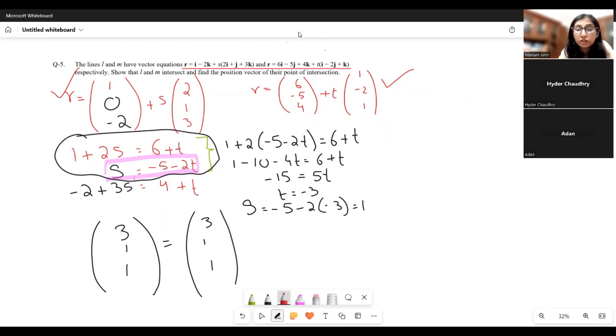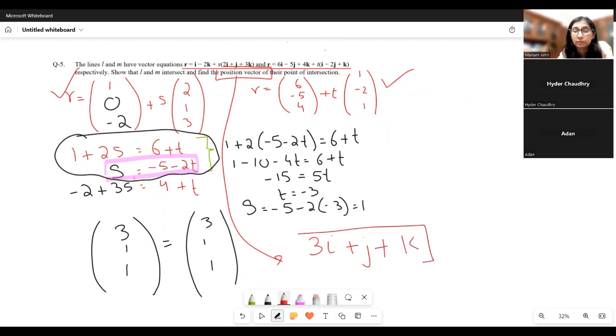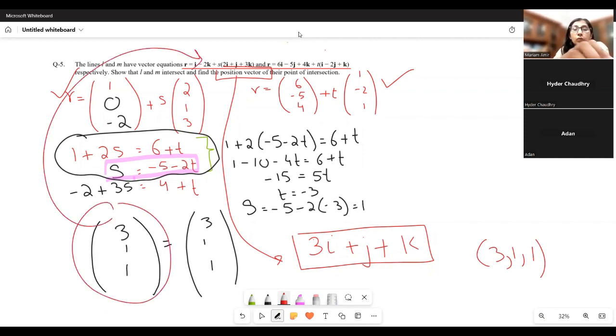Okay, it says find the position vector of the point of intersection. So you must write the position vector then. So you write 3i plus 3j. Oh, sorry, 3i plus j plus k is the position vector of the point of intersection. Had they asked, write the coordinates of the point of intersection, you would have written 3, 1, 1. You cannot leave the answer like this if the question is in ijk format. Your answer should also be in ijk format. Otherwise, yeah, you get penalized.